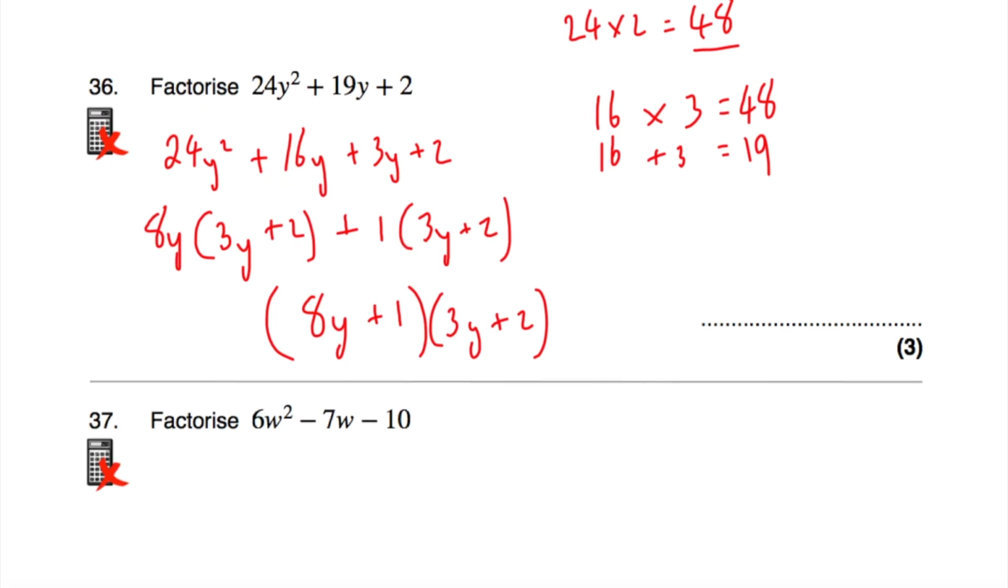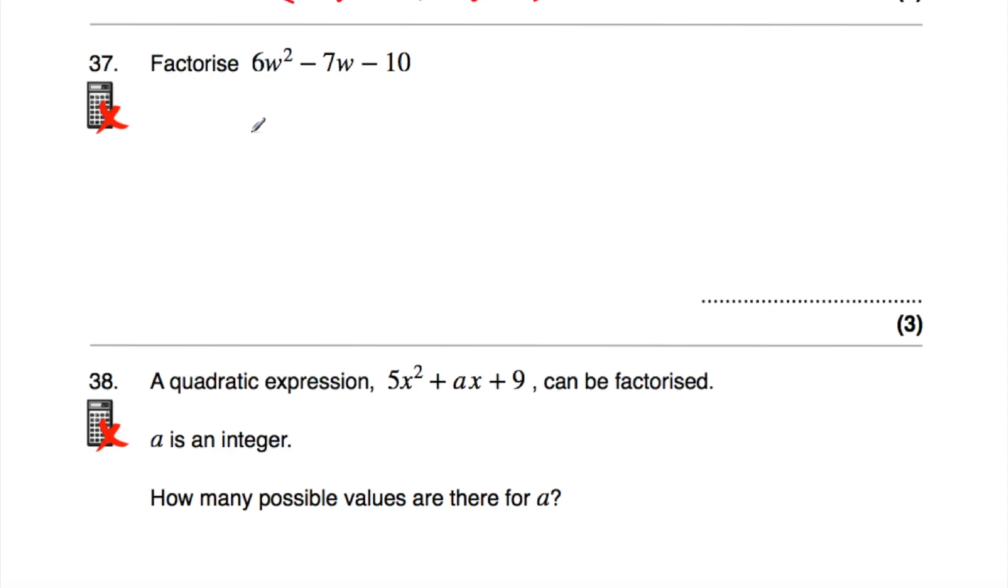Okay, let's look at our next question, question number 37. We've been asked to factorize 6w squared, subtract 7w, subtract 10. Okay, so let's use inspection to begin with. So bracket, bracket. We've got 6w squared, so we could either have a 6w and a w, or a 3w and a 2w. Now the two numbers at the end will multiply together to be minus 10. So I'm thinking that could be perhaps 2 and minus 5, or minus 2 and 5, or minus 1 and 10, or 1 and minus 10. So they're the options for the numbers in the brackets.